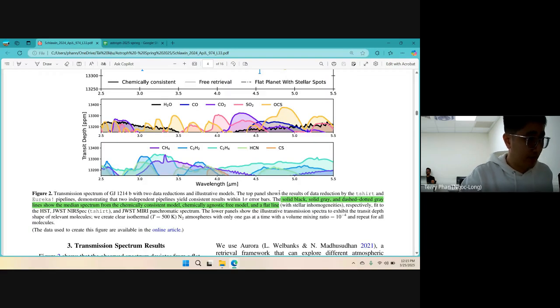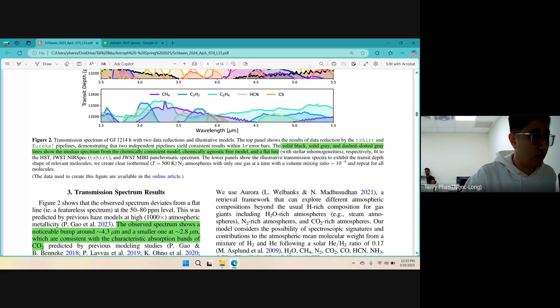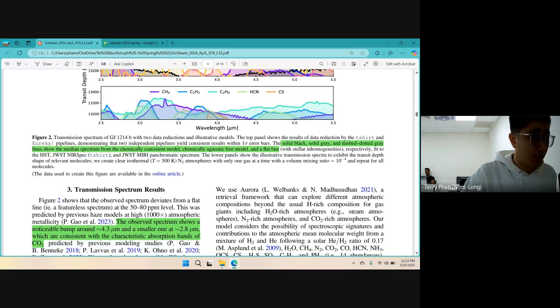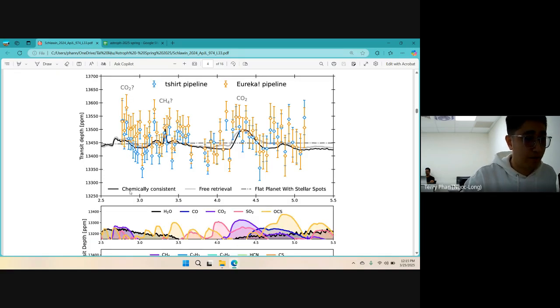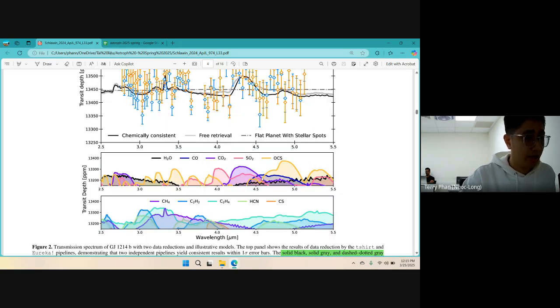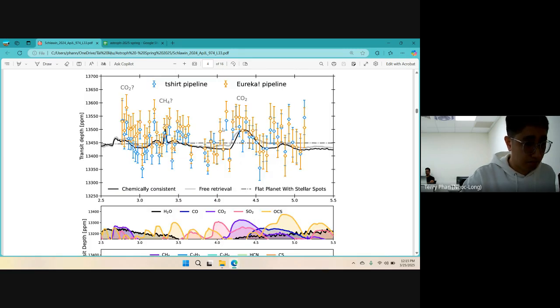The model here is calculated using the starry model. And next, in figure 2, they show the transmission spectrum of the GJ1214b planet. In the top panel, you can see the orange data points are from the Eureka pipeline, and the blue data points are from the tshirt pipeline. They also show two fitting lines using two different models, which are the chemically consistent model and the free retrieval model, and also the flat line. So here they see two features of carbon dioxide around 4.3 micron and 2.8 micron, and another peak of methane around 3.3 micron.